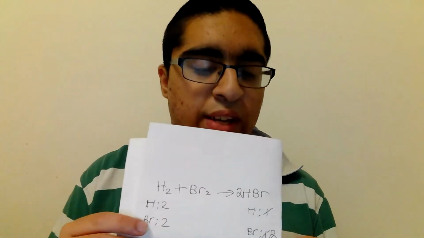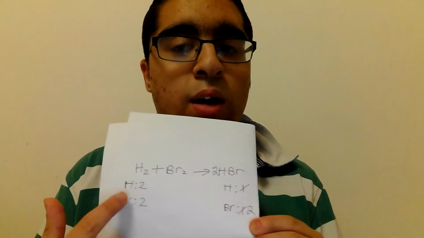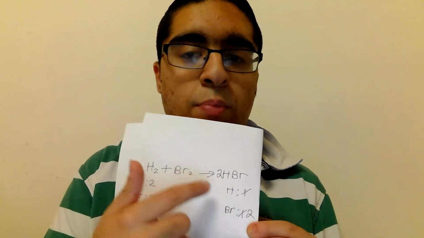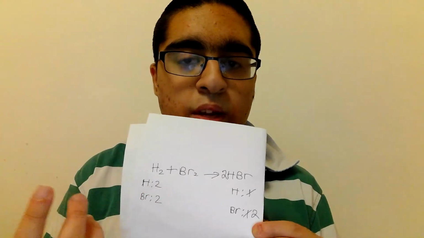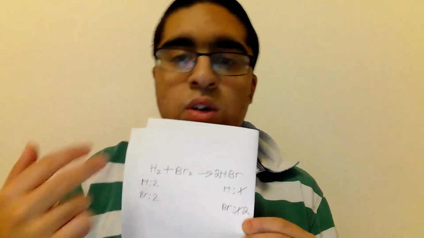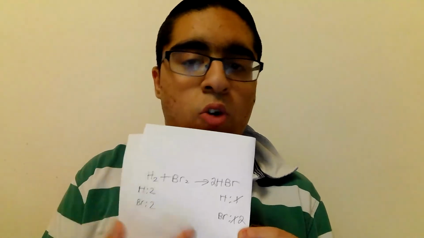So when I know that the hydrogen and the bromine don't balance, what I do is I put a 2 in front of the HBr, because first it was H2 plus Br2 gives you HBr, and it just all balances. You have 2 hydrogen atoms on the left, 2 on the right, 2 bromines on the left, and 2 on the right. So they all balance.